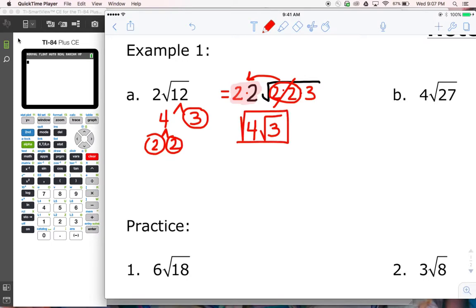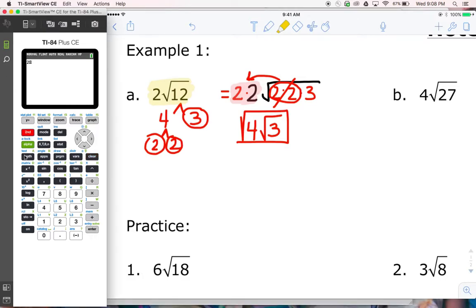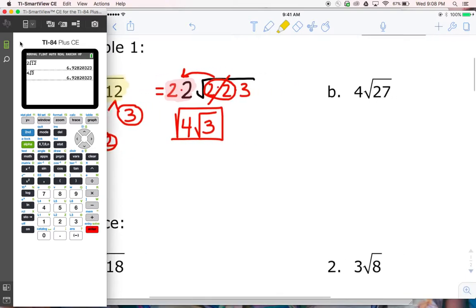Now let's talk about how to quickly check these answers. I'm going to highlight my original problem, and I want you guys in your calculator to go ahead and type that in there. So 2 square root of 12, and we see that we get this crazy decimal. And then we're going to type in our simplified answer that we just got, which was 4 square root of 3. And look at that one. Do we see how these decimals are matching? It's a really good indication that you probably did that simplification correctly. All right, so let's go ahead and move on to example B.